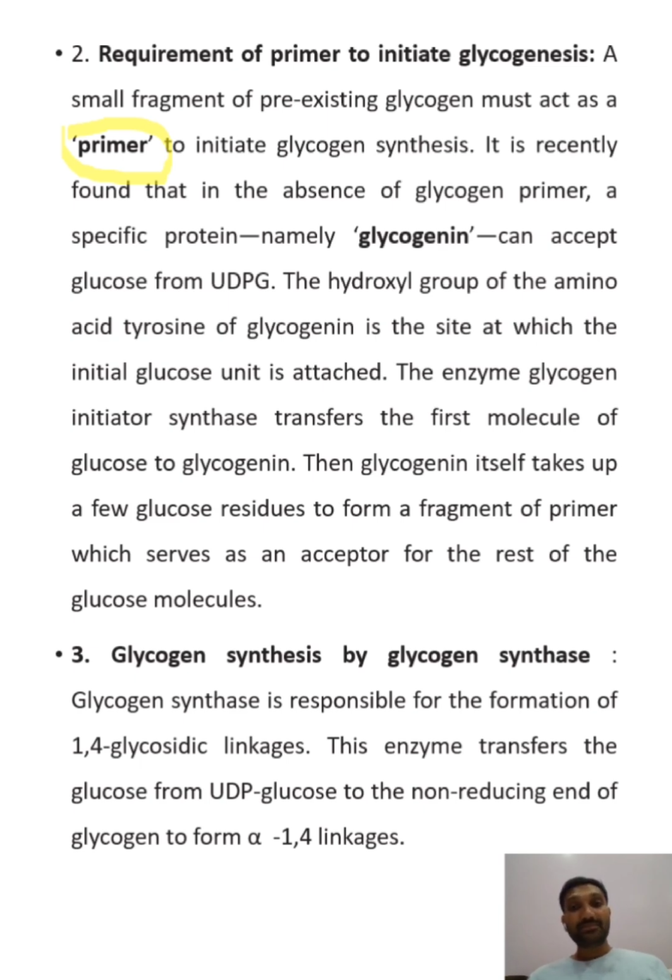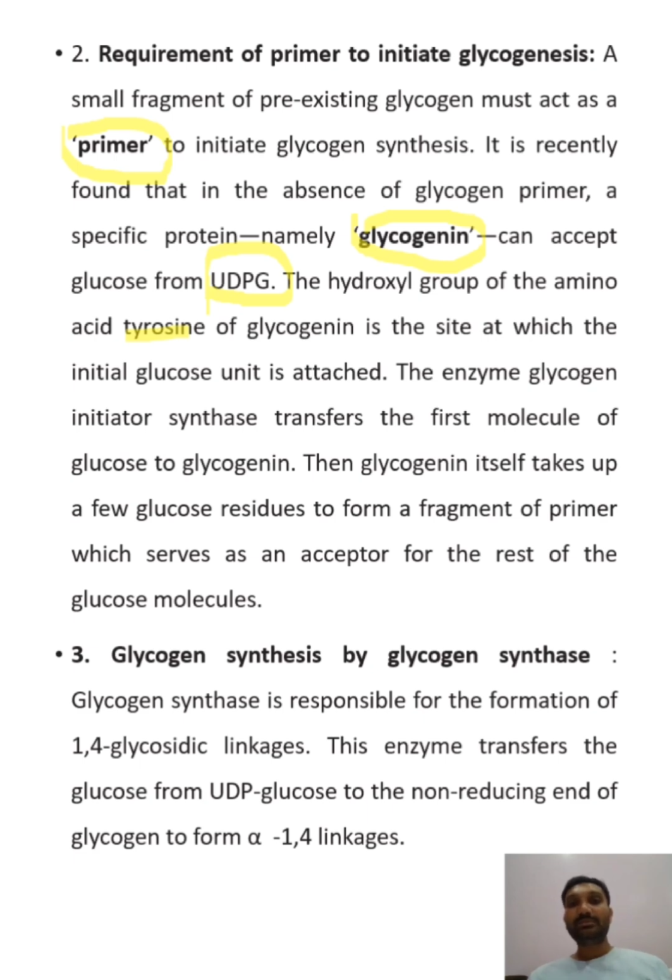It was recently found that in the absence of glycogen primer, a specific protein named glycogenin can accept glucose from uridine diphosphoglucose. The hydroxyl group of the amino acid tyrosine of glycogenin is the site at which the initial glucose unit is attached.